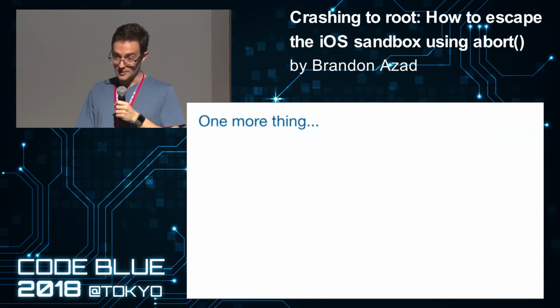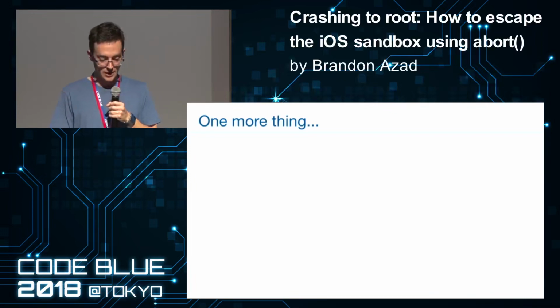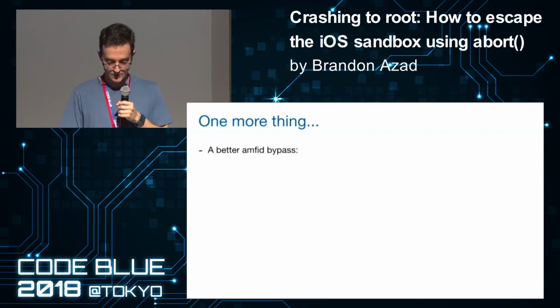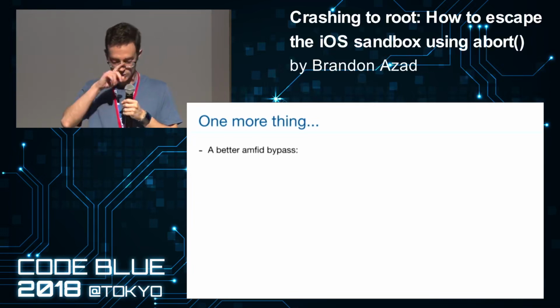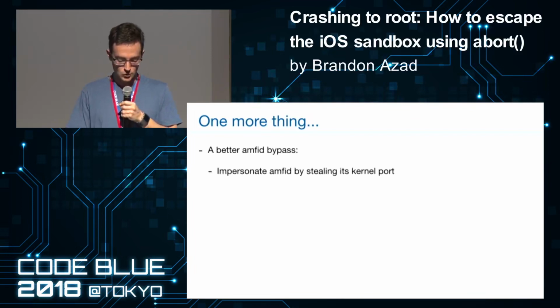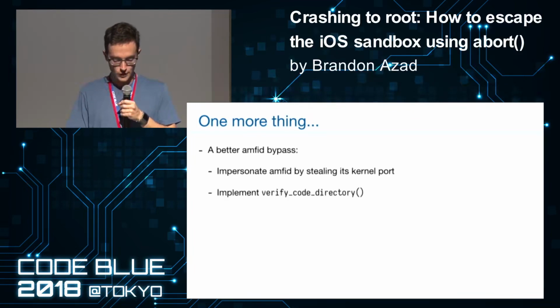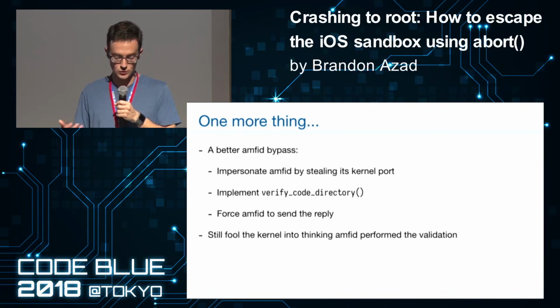And before I wrap up, there's one more thing: a new and improved way to bypass AMPD. We've already seen the traditional approach, which works by patching AMPD and catching its exceptions. In this new approach, we impersonate AMPD by directly stealing its kernel port. We implement verify_code_directory to directly handle the upcall from AMPD ourselves. And then finally, we use code execution inside of AMPD to make AMPD send the reply that we want back to the kernel.